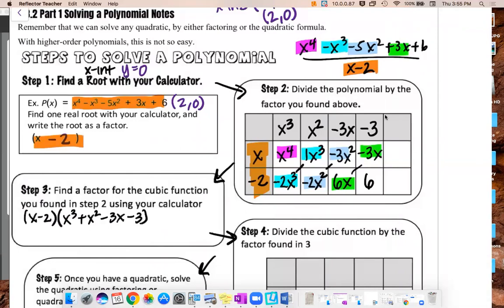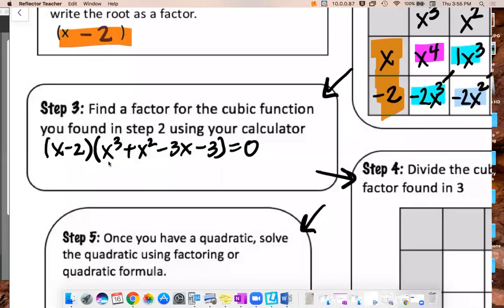Now, if I were to set this equal to 0, which is what we do whenever we solve, I can easily solve for this x minus 2 at the moment, but you guys are not sure how to solve this because it's a cubic. So I need to do division one more time until this gets down to being a quadratic.